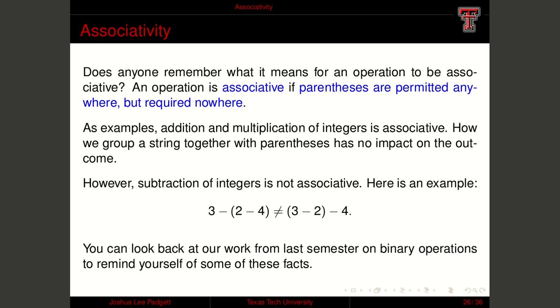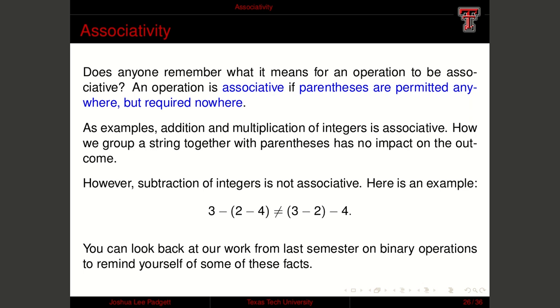Hopefully you remember what it means for operations to be associative, and basically the notion of associativity is that parentheses are permitted in any order but required nowhere. So associativity is a way of saying that if I wanted to perform my operation on a sequence of objects, more than two of them, then the order in which I perform it is not important. So for instance, if you add a sequence of 12 numbers, it doesn't matter whether you group them into two groups of 6, 3 groups of 4, and so on, the result will be the same.